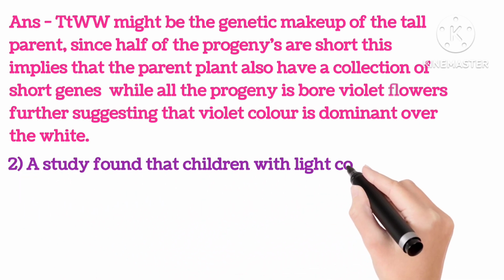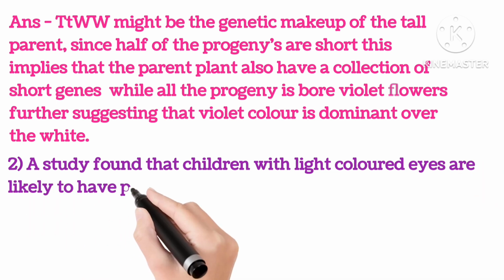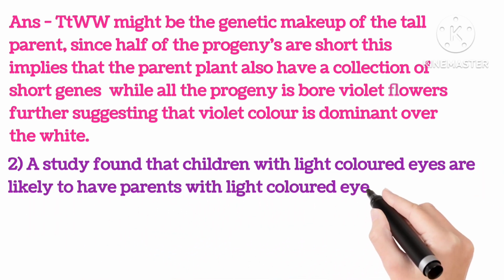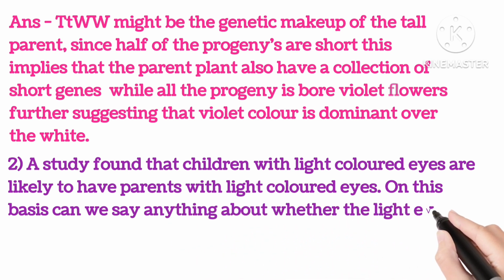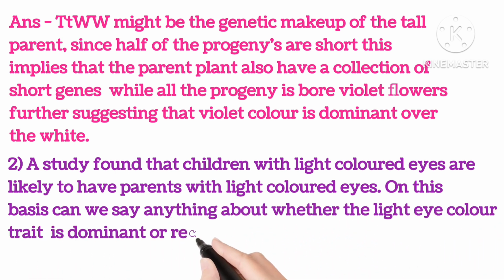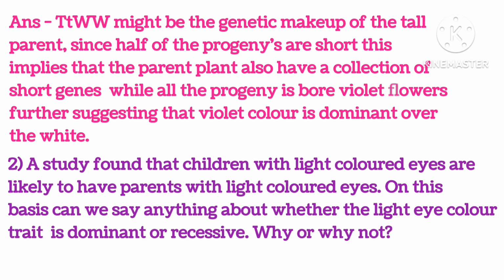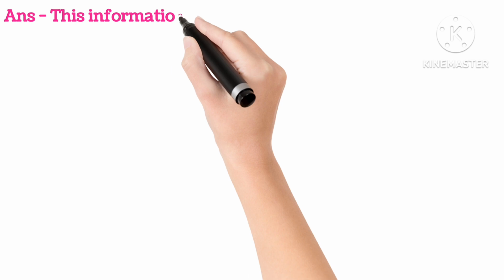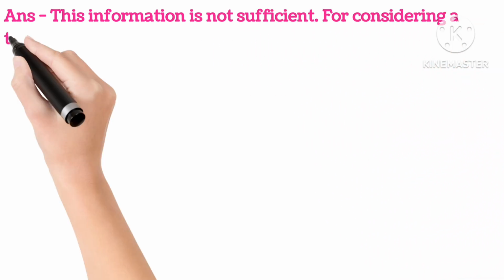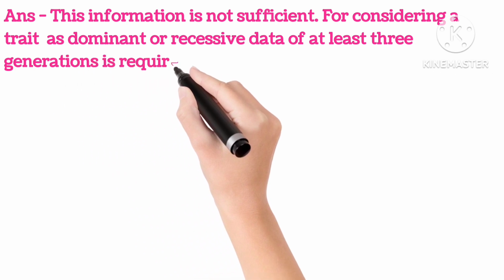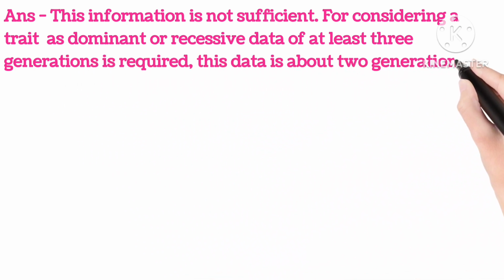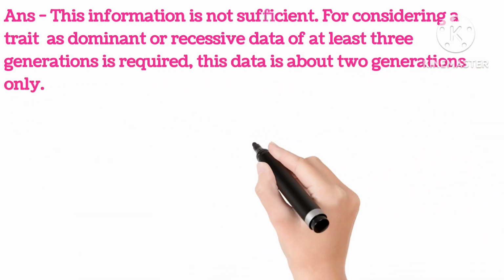Second, a study found that children with light colored eyes are likely to have parents with light colored eyes. On this basis, can we say anything about whether the light colored eye trait is dominant or recessive? Why or why not? This information is not sufficient for considering a trait as dominant or recessive. At least 3 generations of data are required. This data is about 2 generations only.